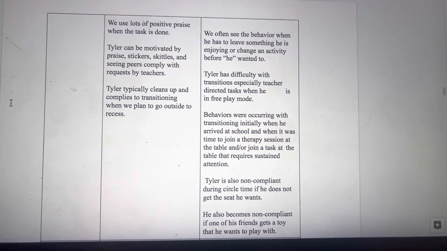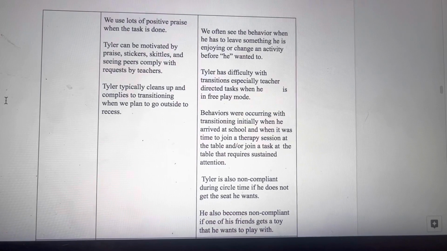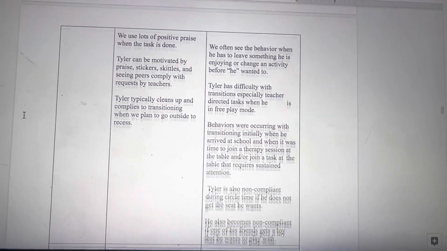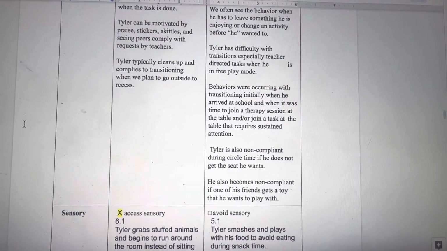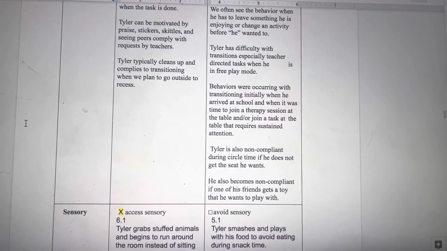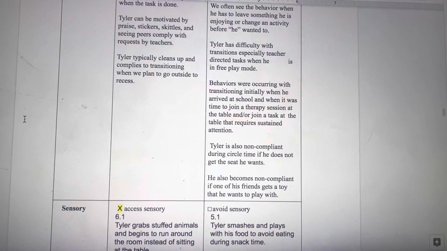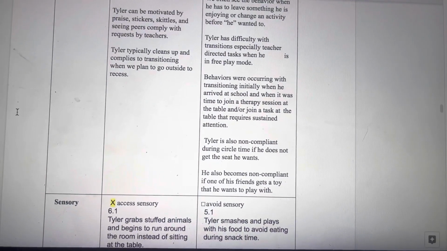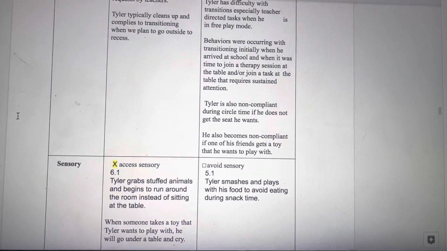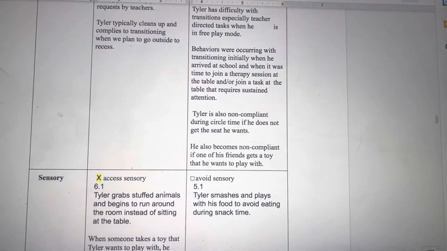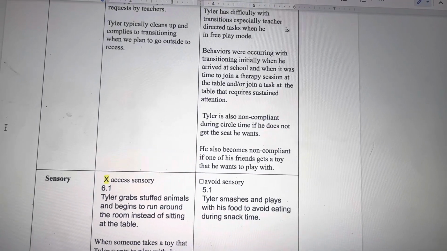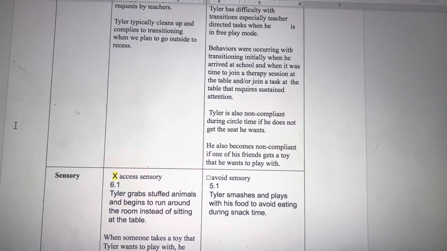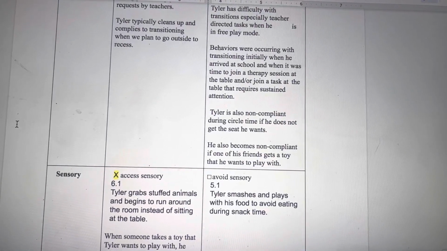Observations were occurring with transitioning initially when he arrived at school and when it was time to join a therapy session at the table and/or join a task at the table that requires sustained attention. We have two more observations, or actually three more observations. The last two in this area: Tyler is also non-compliant during circle time if he does not get the seat he wants. He also becomes non-compliant if one of his friends gets a toy that he wants to play with.